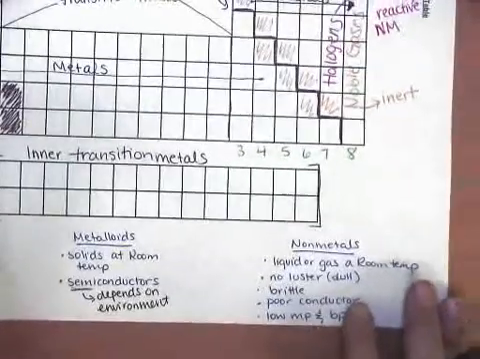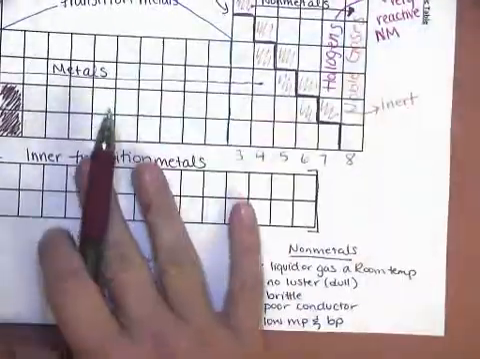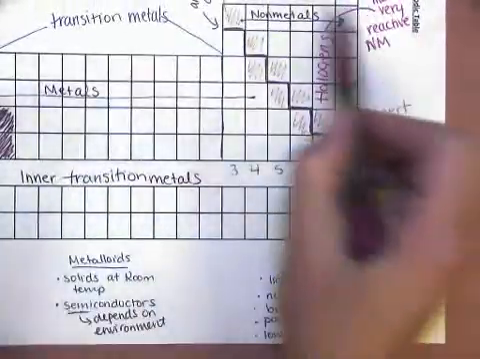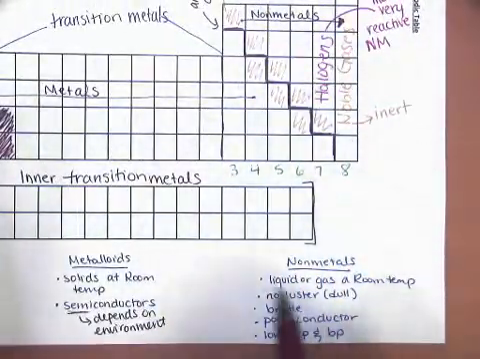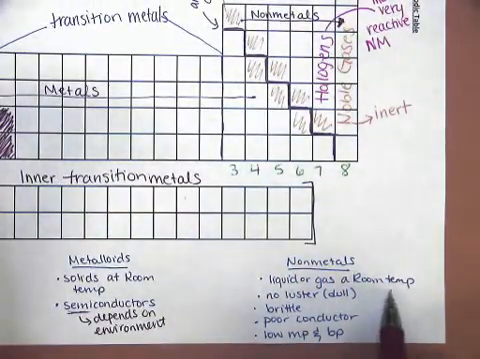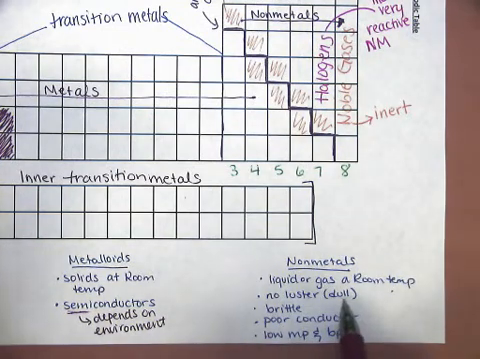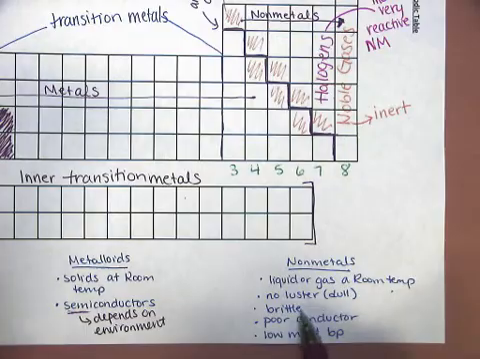And then lastly, we have nonmetals, which are ones over here on our periodic table. These are liquid or gas at room temperature. They don't have luster. They're dull. They're brittle, so if you try to break them, they usually crack. They don't form into different shapes. They're poor conductors, and they have low melting points and boiling points.